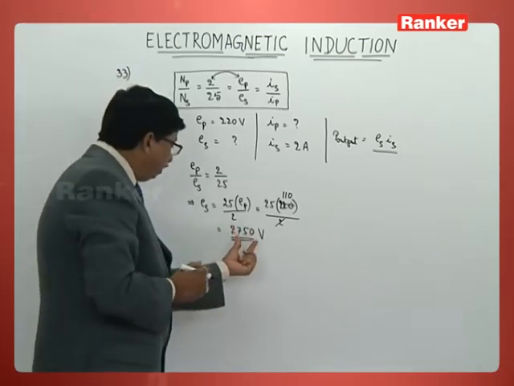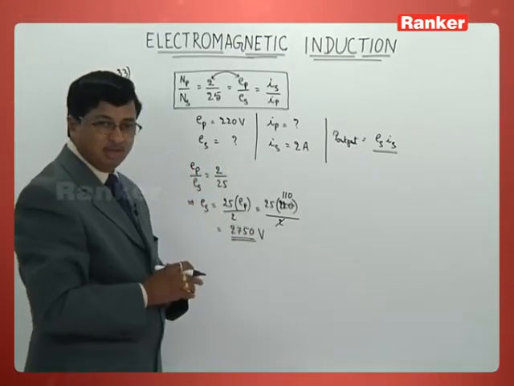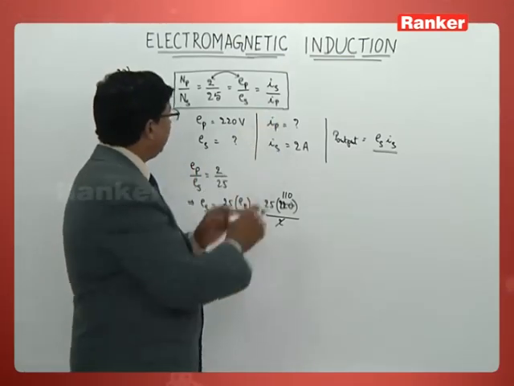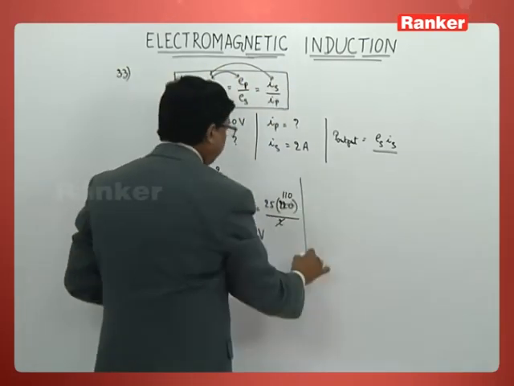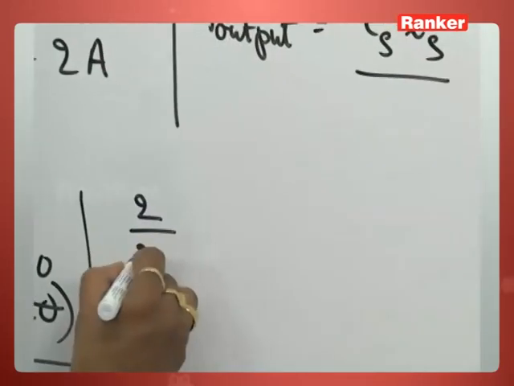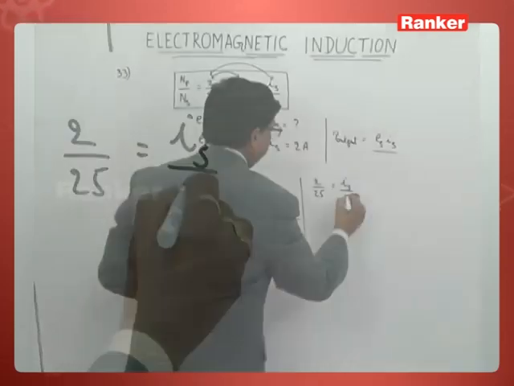So 2750 volt is E secondary. One value I have got. What is it we want? What is primary current? Come on, equate these two this time. What can we write now? 2 by 25 is equal to I secondary by I primary.